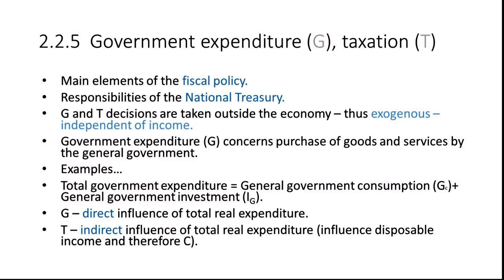Now, the key thing to realize is that decisions about spending and taxation are taken outside of the economy in the sense that they are independent of income. In our model, they are considered exogenous. So the government doesn't spend as a function of income. They make their decisions about government spending independently of the level of income in the model.